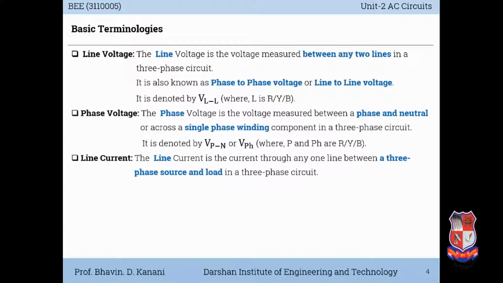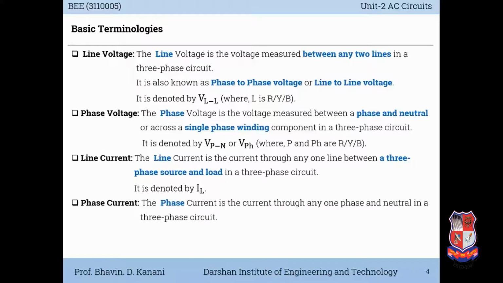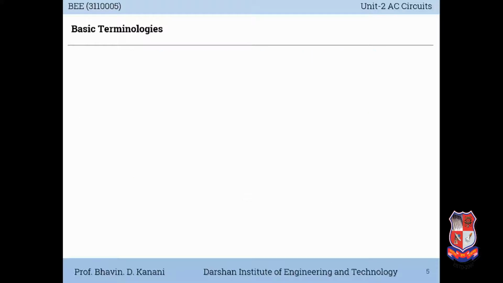Line current. The line current is the current through any one line between a 3-phase source and load in 3-phase circuit. It is denoted by IL, where L represents the line. Phase current. The phase current is the current through any one phase and a neutral in a 3-phase circuit. It is denoted by IPH, where PH represents the phase.